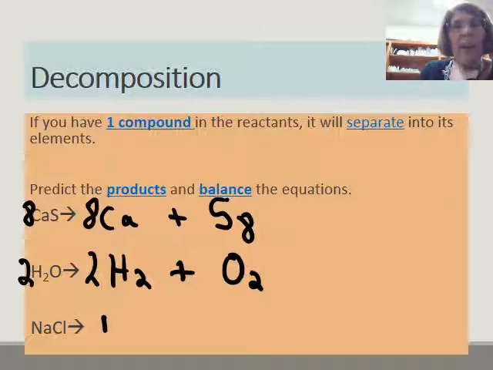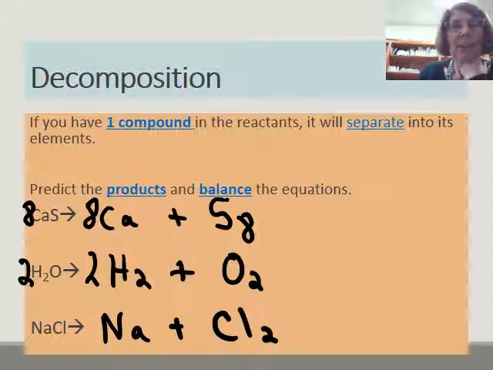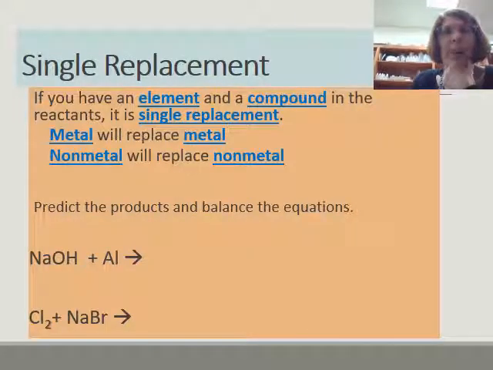Okay, sodium chloride breaks up into sodium plus Cl2. That Cl2 is because of our diatomics, Brinkelhoff. So we're going to put a 2 here to fix that and a 2 there. And now we're balanced.